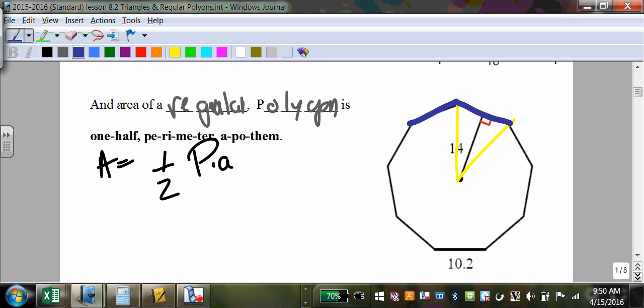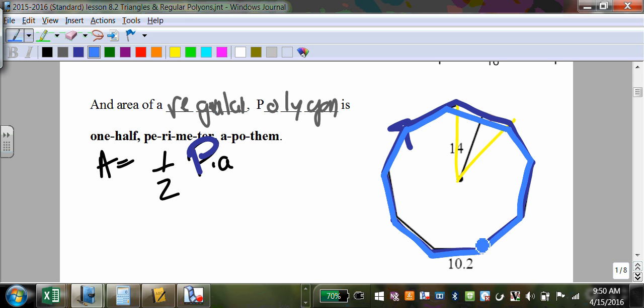Perimeter. Always, always, always physically walk your perimeter around. Never, ever eyeball your perimeter. Always physically walk it. Get your calculators out. We're just going to do this one together just for kicks. Okay, so I'd like you to walk this around. We're going to get our perimeters first. Walk it around. Get your perimeter.